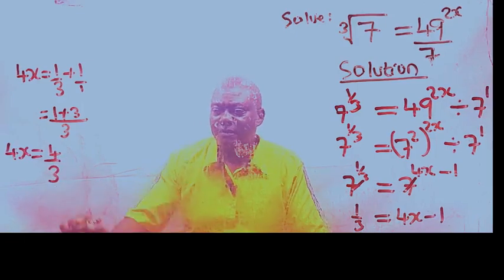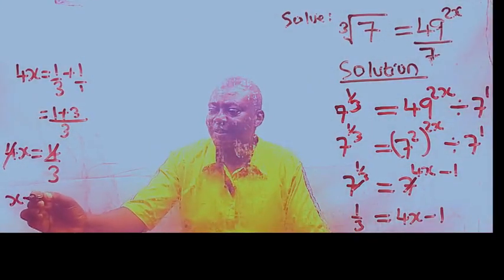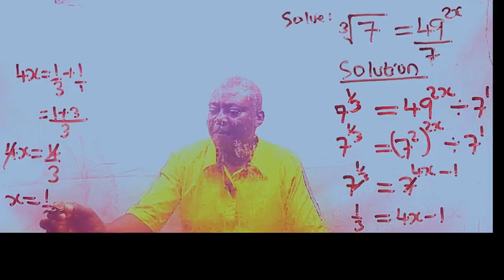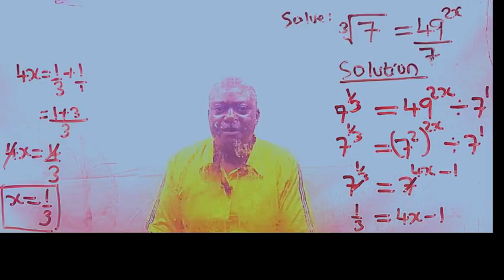So this 4 and this 4 will cancel out. So x will be equals to 1 over 3. And that's the final answer.